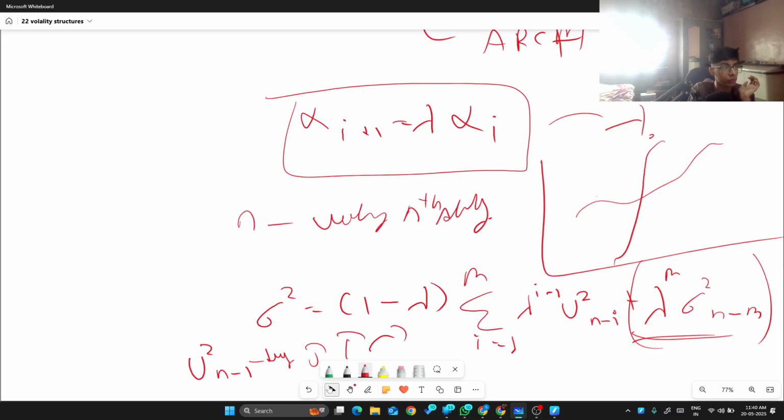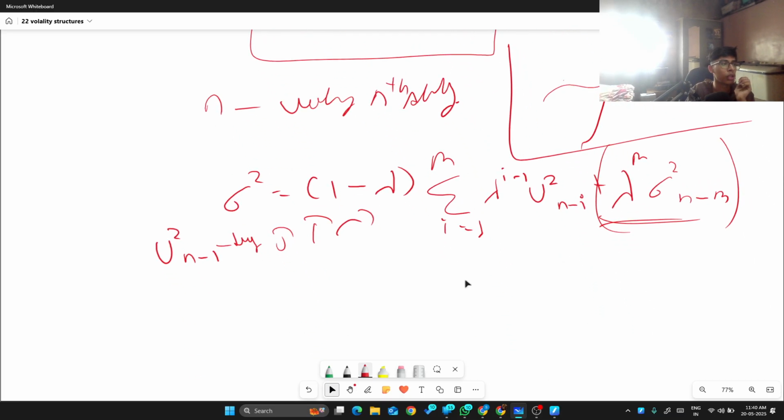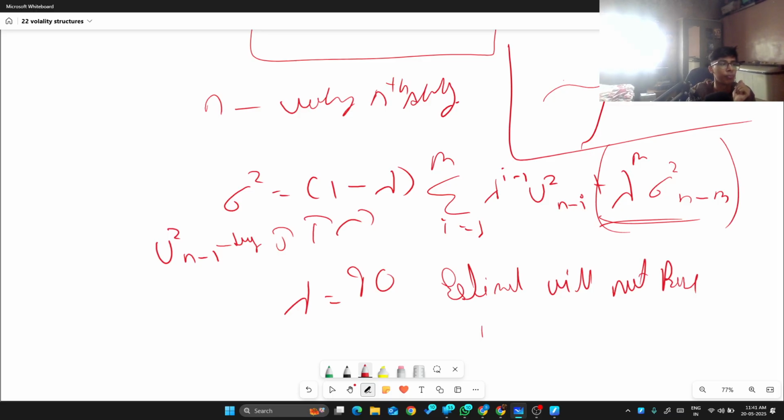And for that, we have to decide a good amount of lambda. Lambda is a highly sensitive value, and if lambda has a high value, then the estimate will not be based on the past or moving average.